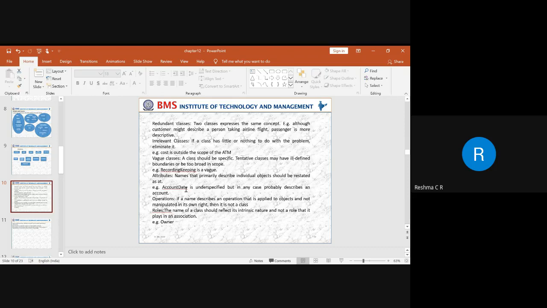The name of the operation cannot be a name of a class. For example, if you say deposit or withdrawal, those things cannot be a name of a class, because deposit, withdrawal, transfer, all these things will come under a transaction class. What are the different operations that are performed under the transaction? So these things cannot become a name of a class.